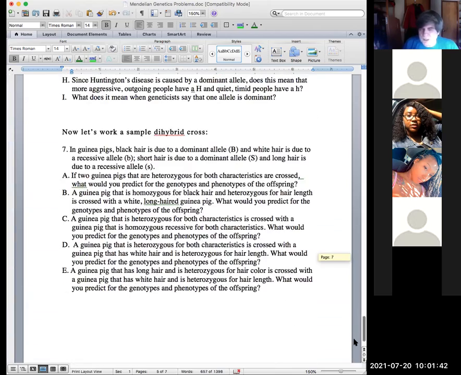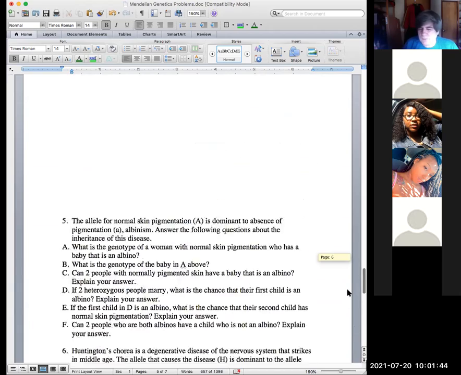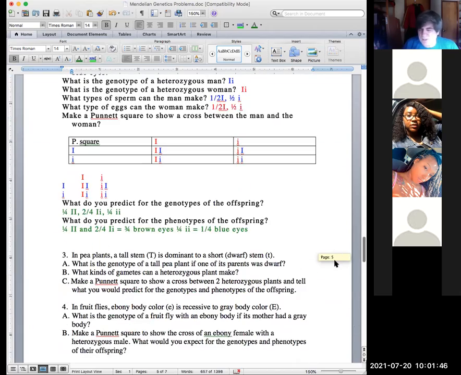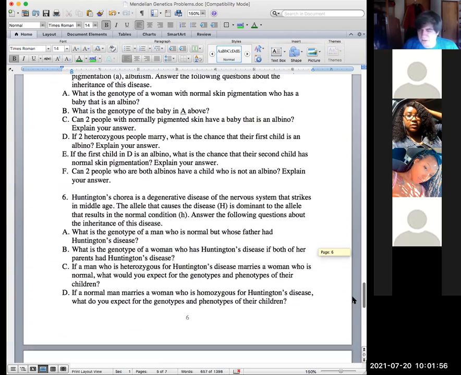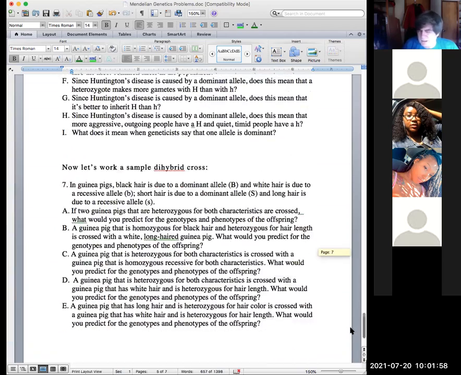Now, there are several other questions with problems like this. These are all problems that are monohybrid crosses. Remember what we said the other day. Monohybrid crosses means we're looking at only one genetic characteristic. But now let's look at a dihybrid cross.